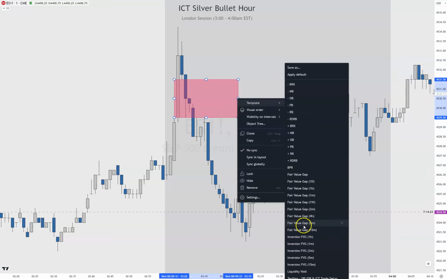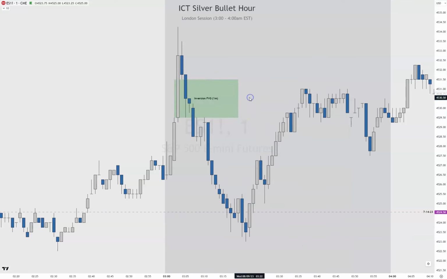Why is that an inversion fair value gap? Well, it was a fair value gap. It came in here and we're expecting it to hit this and go long. Okay? It traded through. When this candle closed below it, it made this an inversion fair value gap. Just see how that comes all the way through, right?